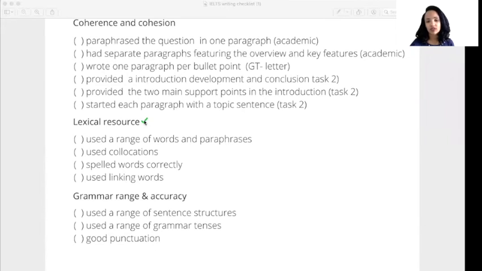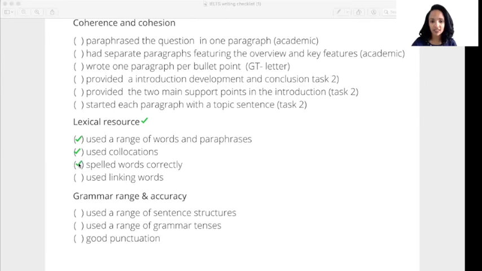Next, we have lexical resource. Lexical resource basically means your vocabulary. It basically means how you use different words. So you're expected to use a range of words and paraphrases. You're expected to present your idea in the introduction, and then when you're developing, to say the same thing with different words and to use a range of words and phrases. They want to see you use collocations, so word combinations that go well together.